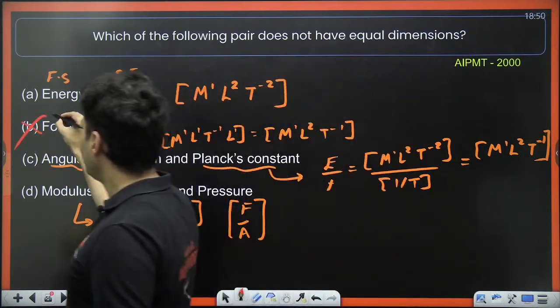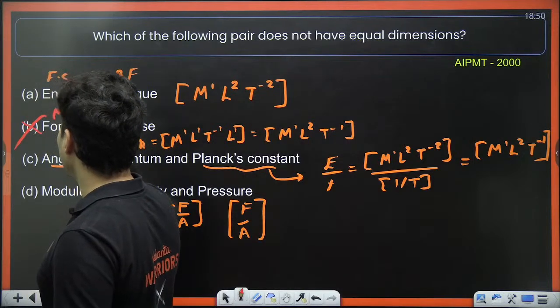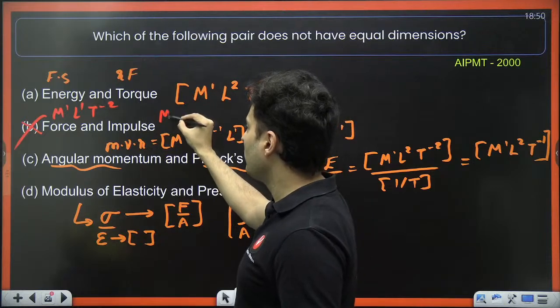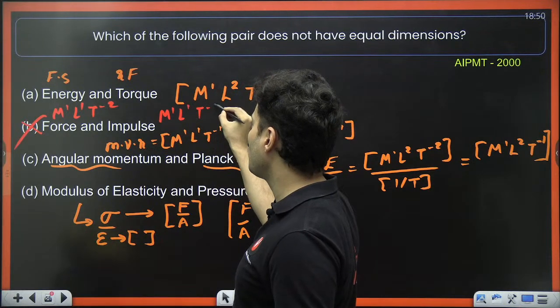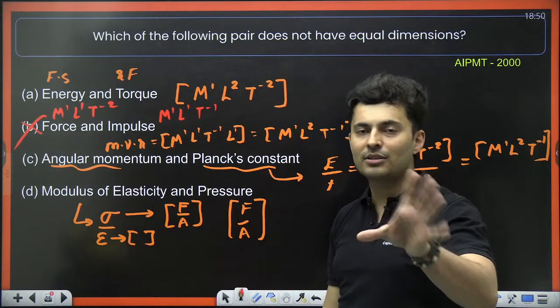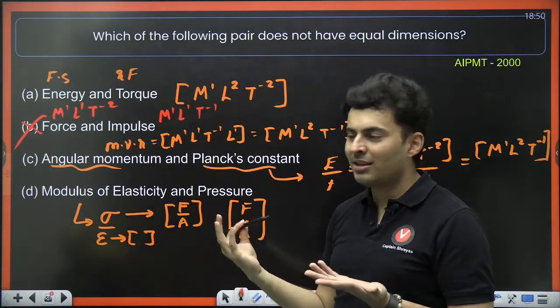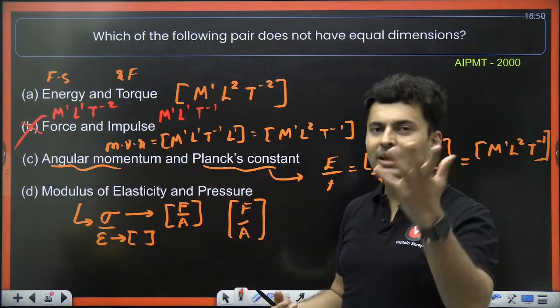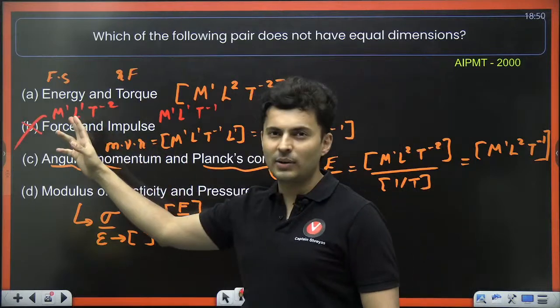Because force is M raised to 1, L raised to 1, T raised to minus 2. And impulse is M raised to 1, L raised to 1, T raised to minus 1. Just like momentum. How am I able to write these dimensions so quickly? Because I know those formulas by heart. Not for dimensions, but formula for force and impulse. So quickly I think. Force is mass into acceleration.